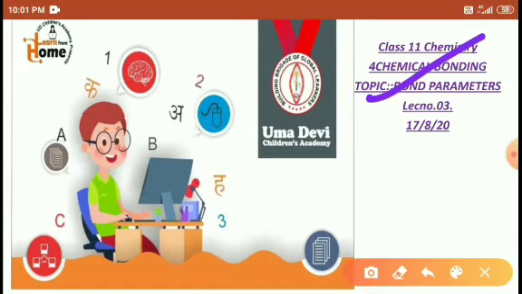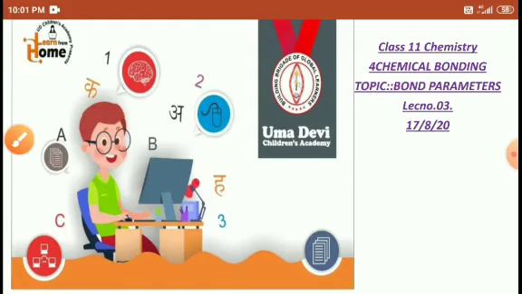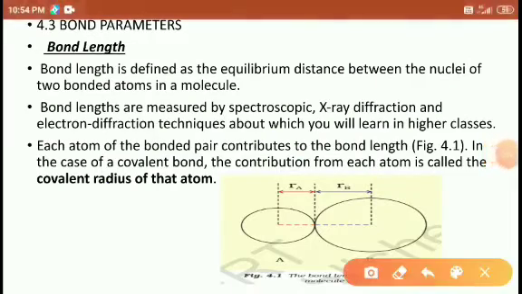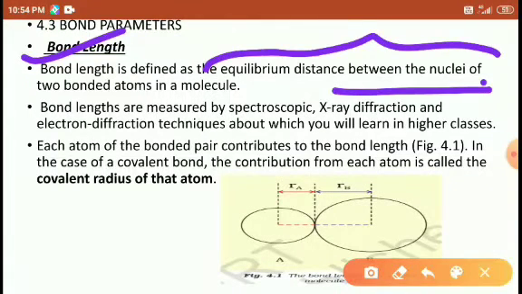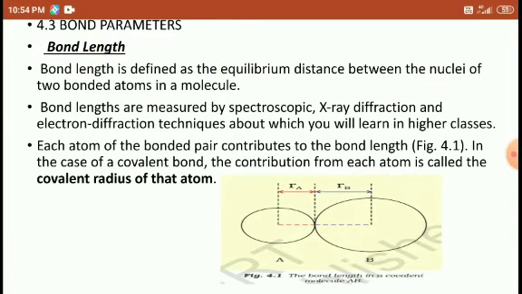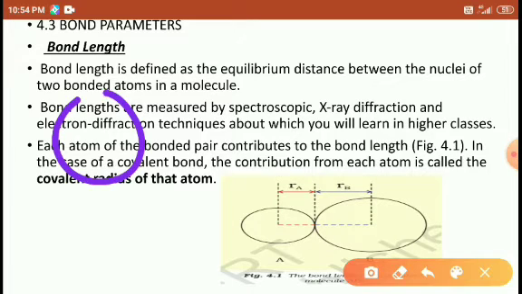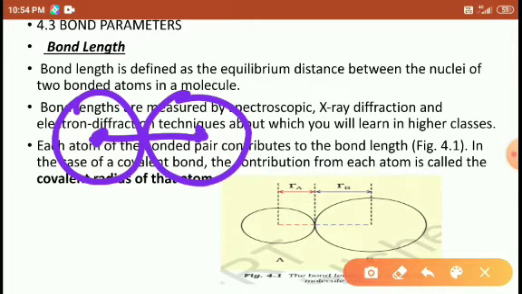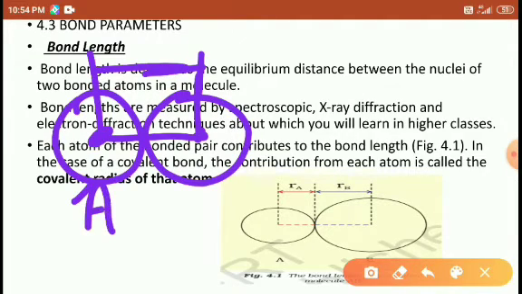Today we are going to discuss the topic of bond parameters. Bond length: the equilibrium distance between the nuclei of the two bonded atoms in a molecule is called the bond length. Here, students, it is the equilibrium distance between the two atoms, from the center of the nucleus of the first atom A to the center of the nucleus of the atom B. We call it the bond length.